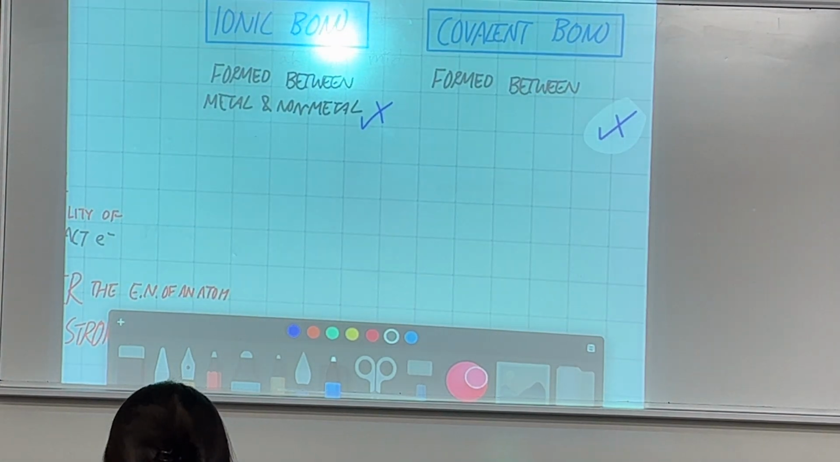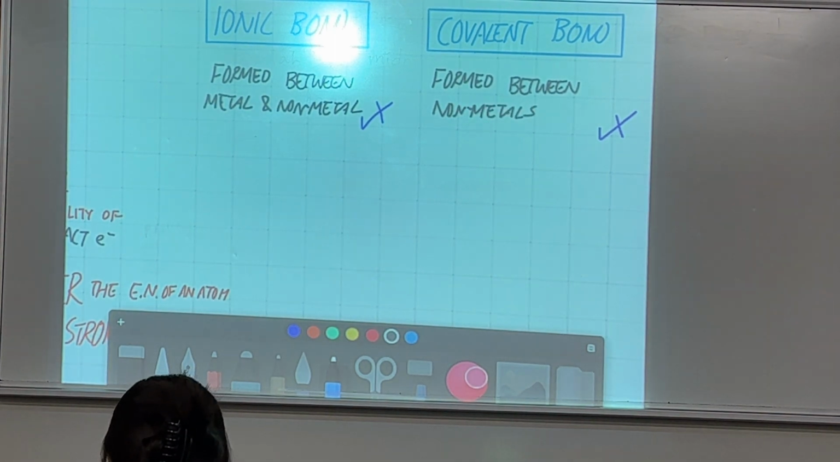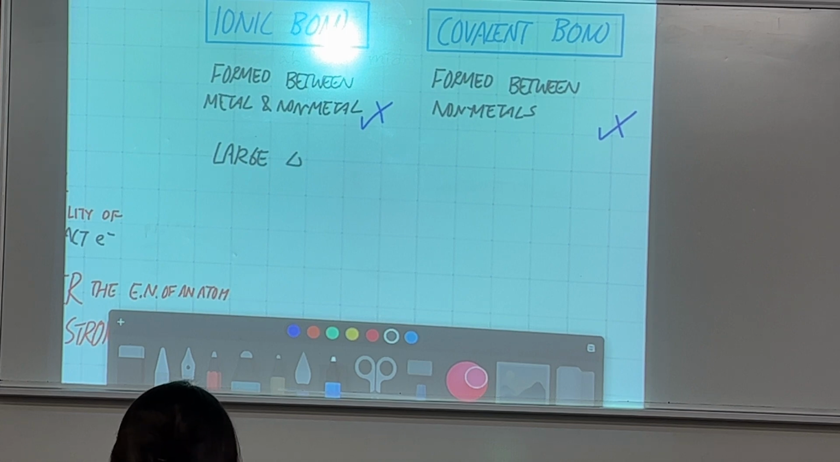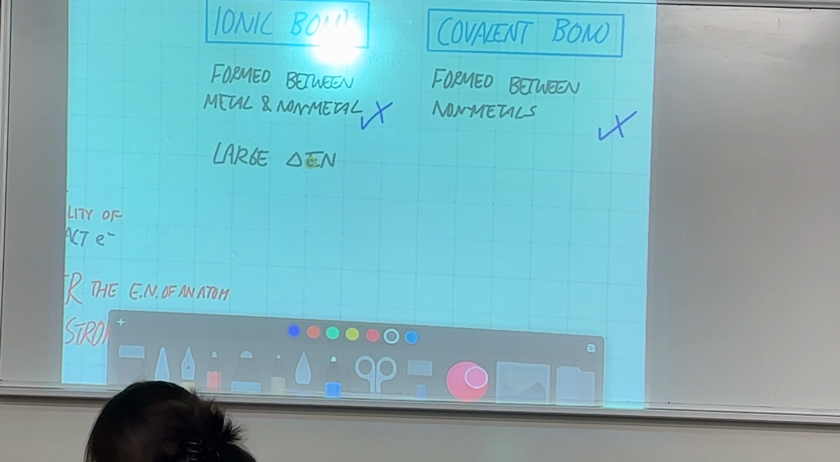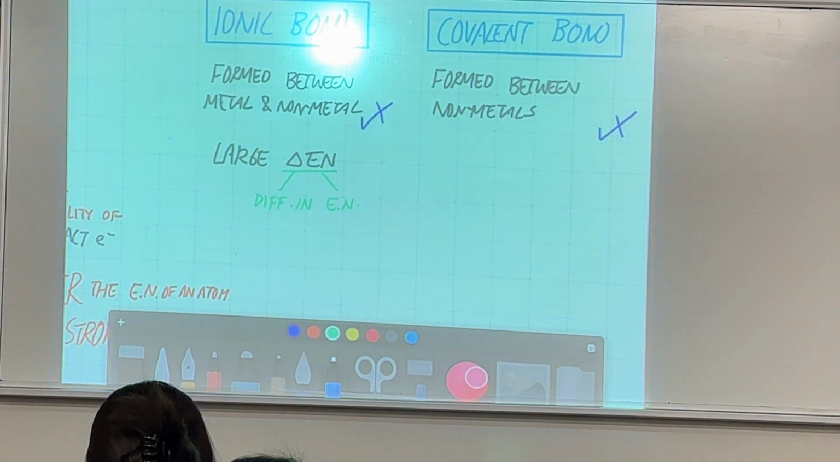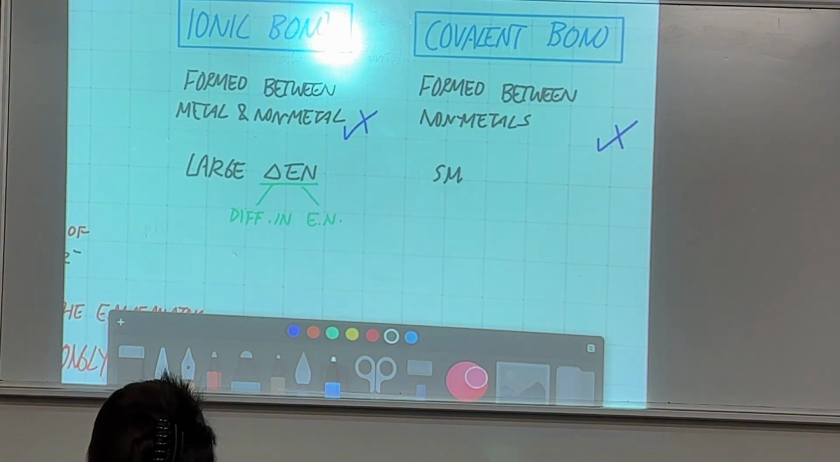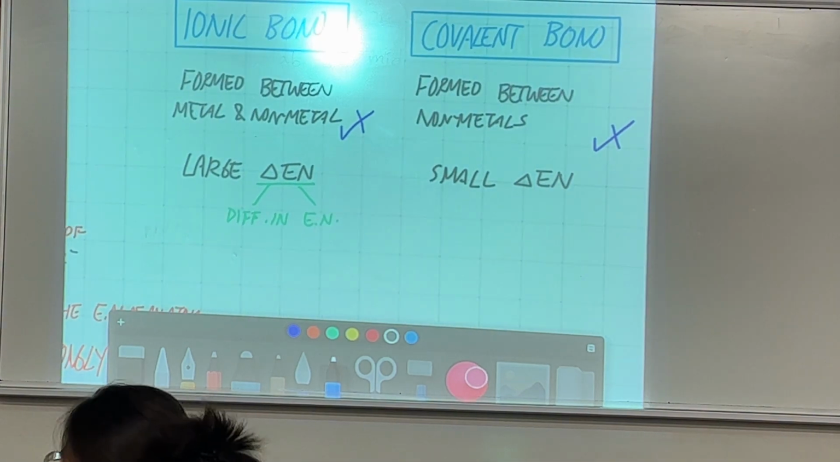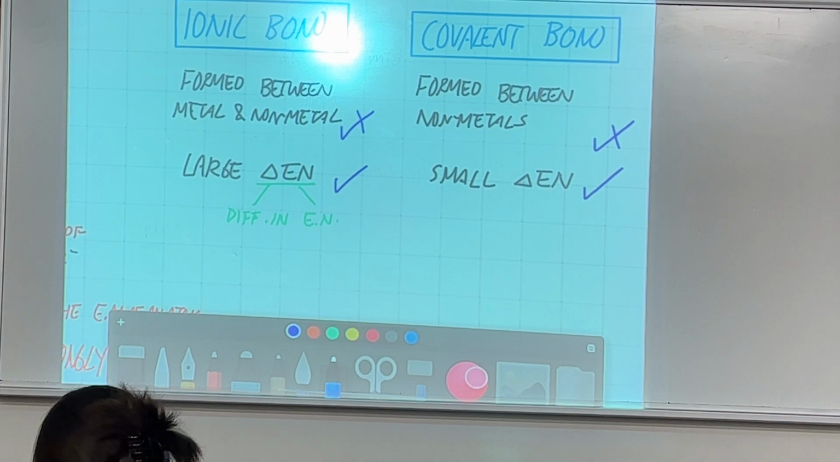So it's defined based on electronegativity. When you have a large difference in electronegativity, so I'll write one here, difference in electronegativity. Delta means difference. You know this in math, delta Y over delta X. So the bond is ionic. When you have a small electronegativity difference, the bond is covalent. So this is a much better definition now.